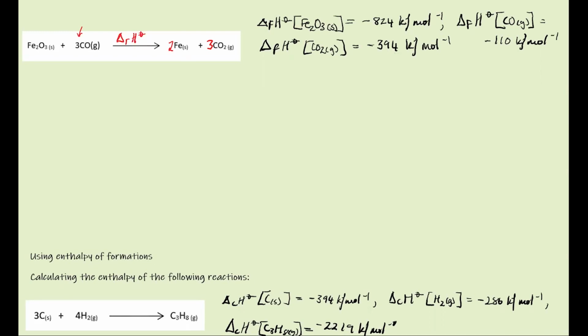Let's construct our Hess cycle again. Again, I need to write the constituent elements at the bottom in order to do that. So let's start with that. And in this case, we've got iron, which is solid.